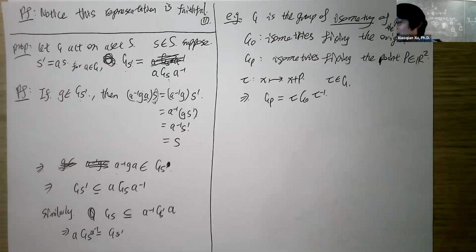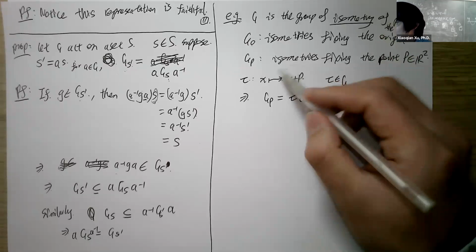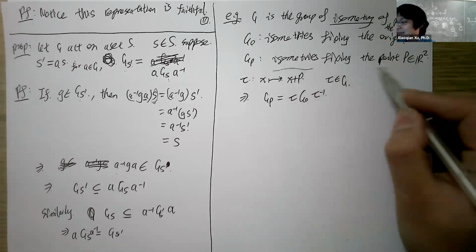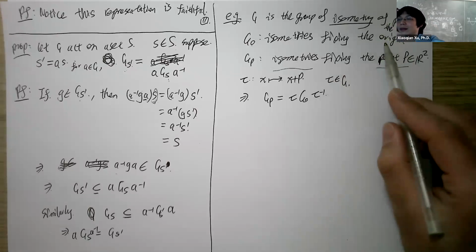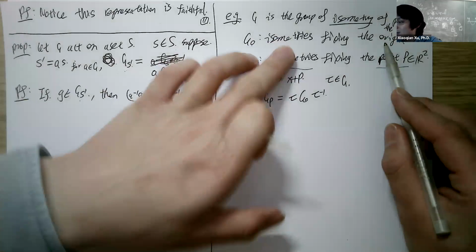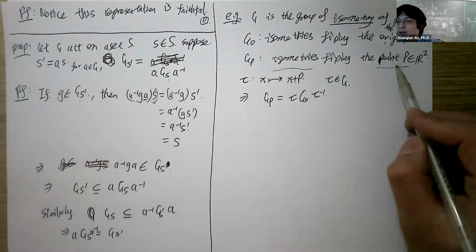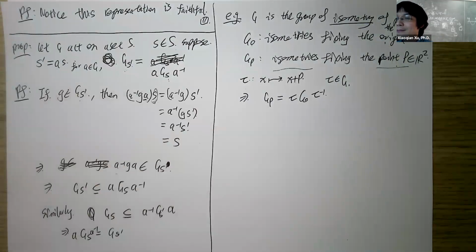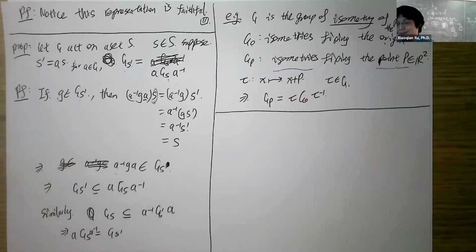By taking this, if you want to find an isometry that fixes the point P, you just need to push this P to the origin and apply an isometry there, like a rotation or reflection about the origin, and then push it back to this point P. Okay, so this is an example from geometry. Any question?